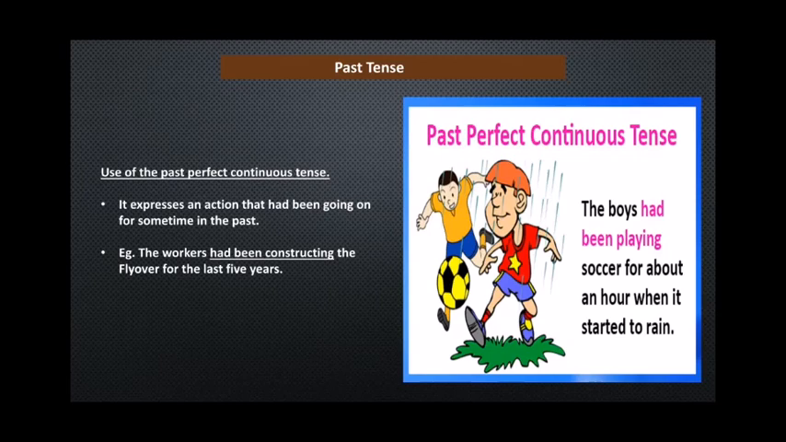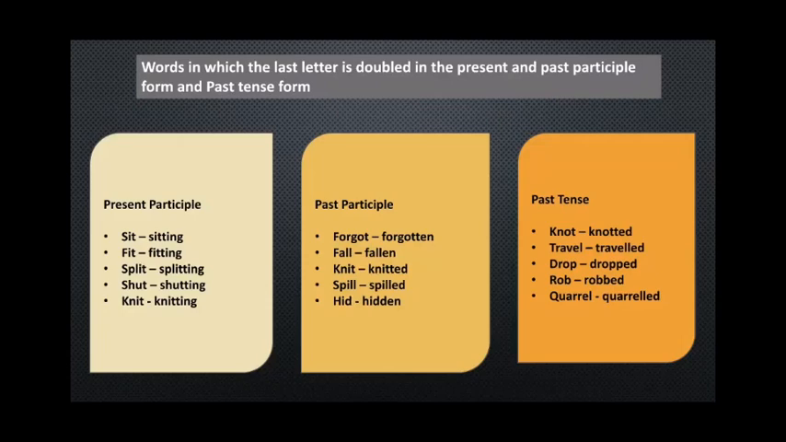Now, children, we have the words in which the last letter is doubled in the present and past participle form and the past tense form. So, first we have the present participle. In this we have sit. So, how is the last letter doubled? We have it as sitting. So, SIT is the root word. When we add another T, then we have doubled the letter. So, sitting is the present participle.